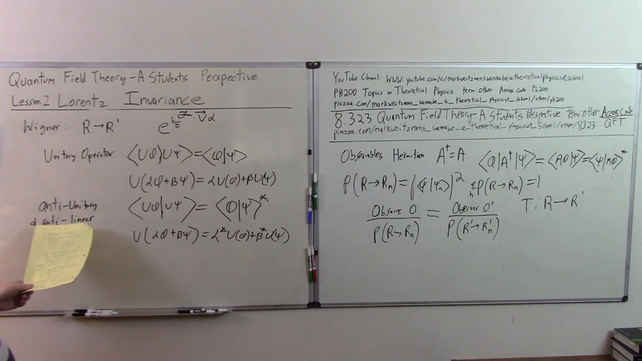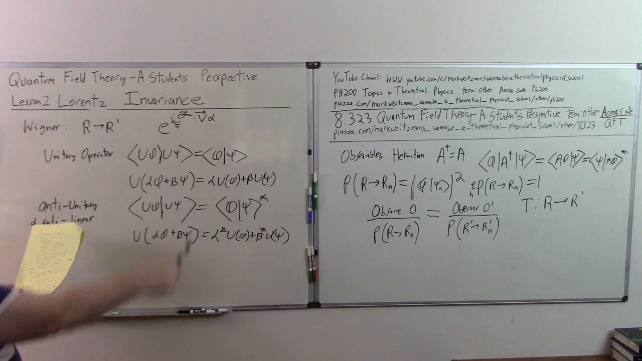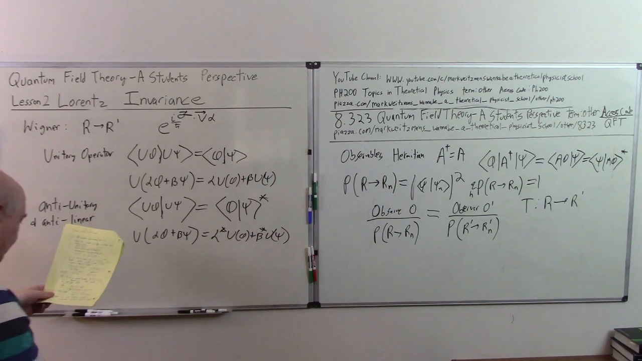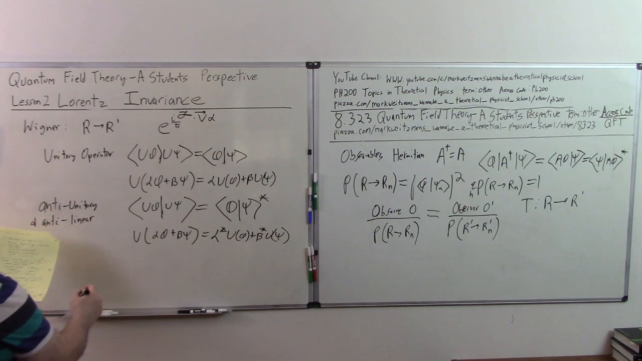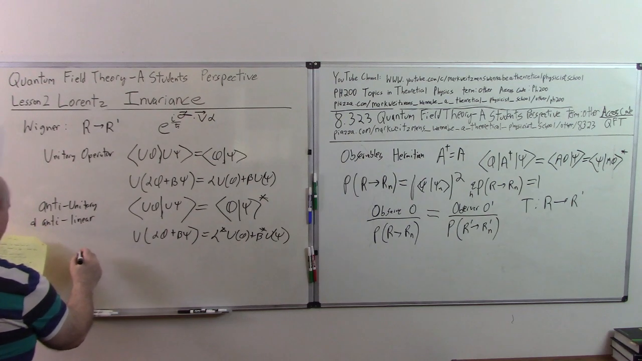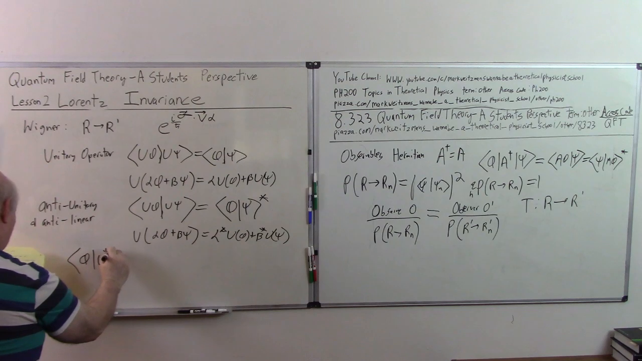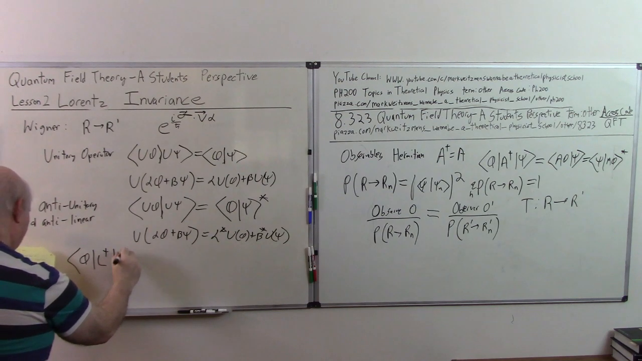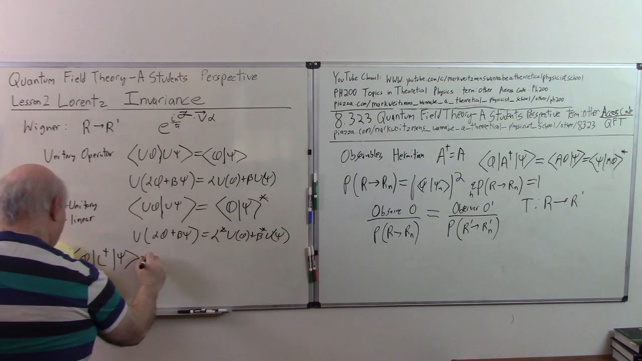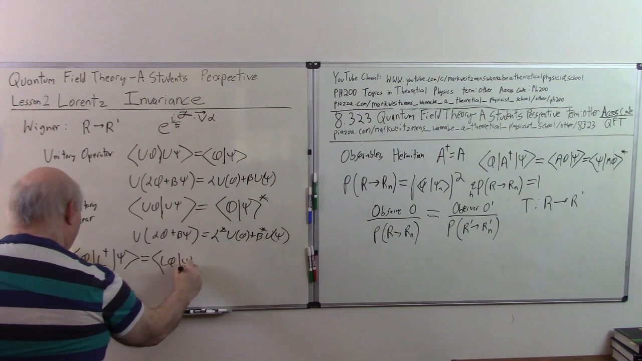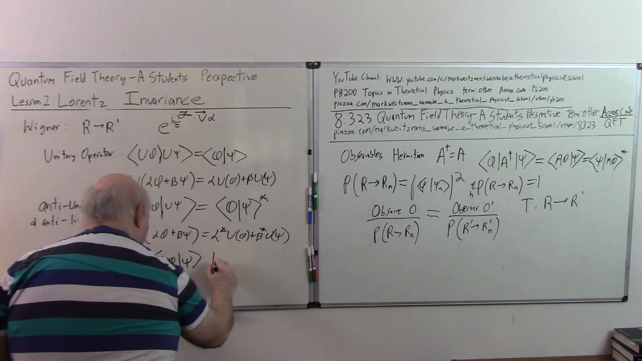And because this is antilinear, the adjoint definition won't work. For a linear operator, I showed that phi, L dagger psi, or rather I defined it as L phi, psi. That's when L is linear.